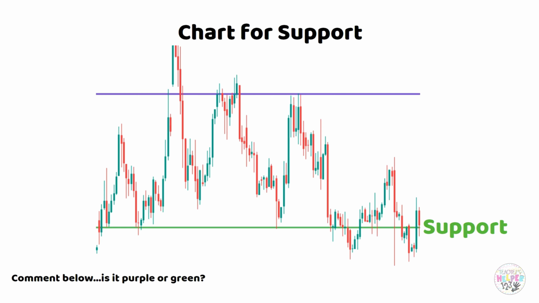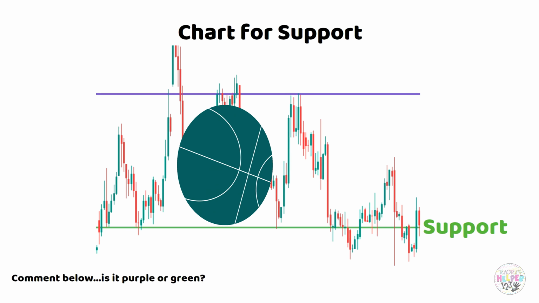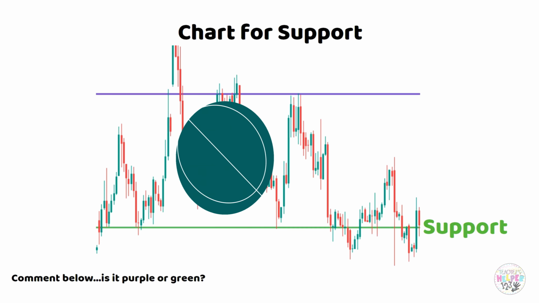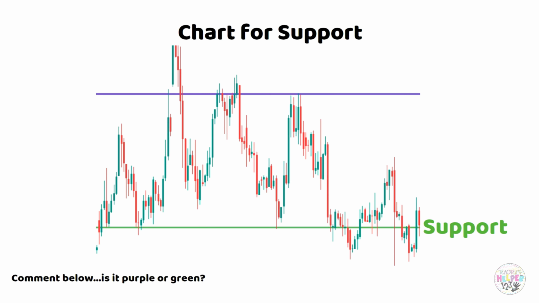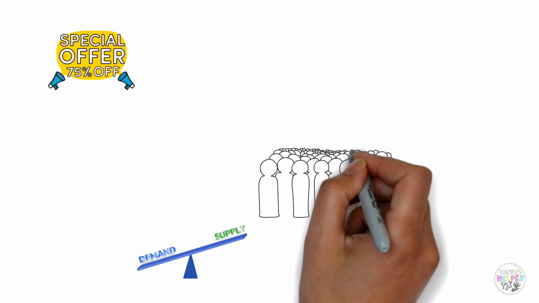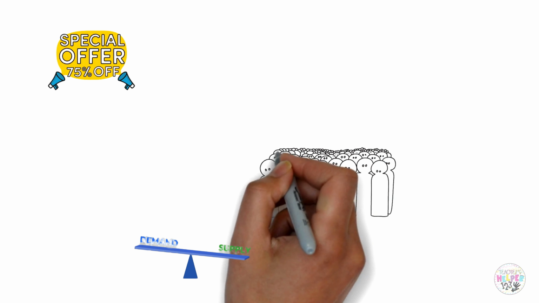Now, when price reaches support, buyers often become more active. That buying pressure can cause price to bounce upward. So let's talk about why support happens. Many traders see value at certain prices. When price falls into that area, more buyers may enter the market. This creates demand, and demand can push price back up.